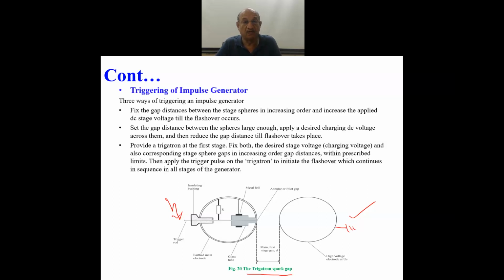But when you hold the voltage, the sphere gap should not have a breakdown. Now you want to produce a breakdown, so the breakdown takes place and the capacitors are connected in series. So how do you do that? You do it with a device called Trigatron, and you must see the construction of the Trigatron.